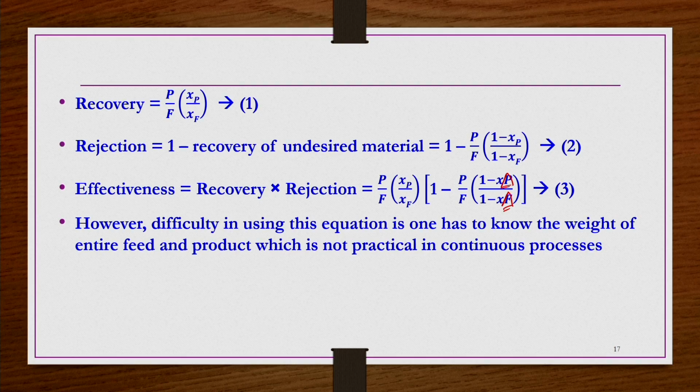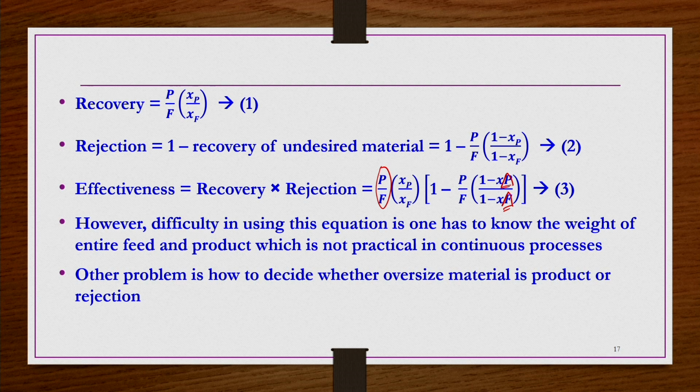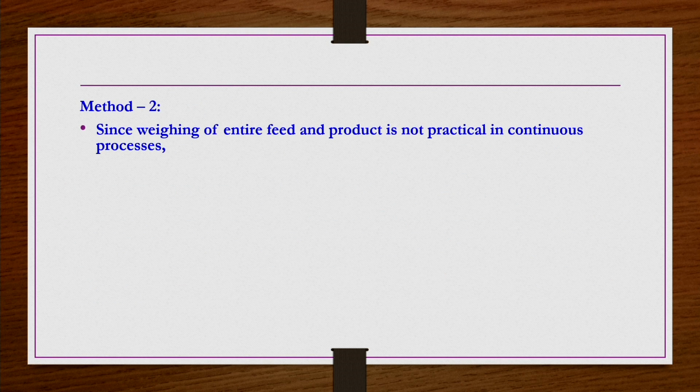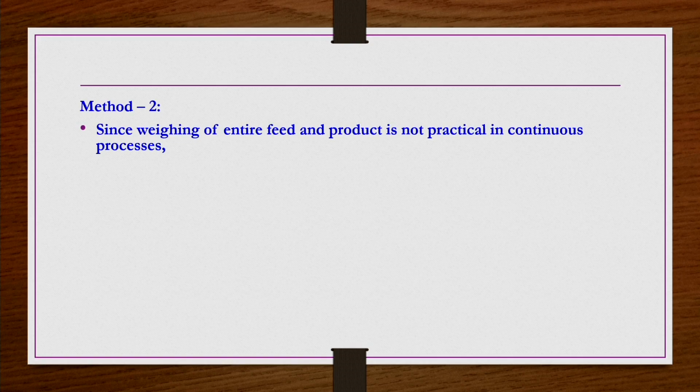So, that is one of the important drawbacks of this method, that you should know what is P and what is F, otherwise you cannot use this equation, right. Another thing is how to decide whether the oversize is the product or the undersize is the product, that is again a problem with this method. So, now we go to the second method, which overcomes the requirement of knowing the feed and product weights in a continuous process, right.